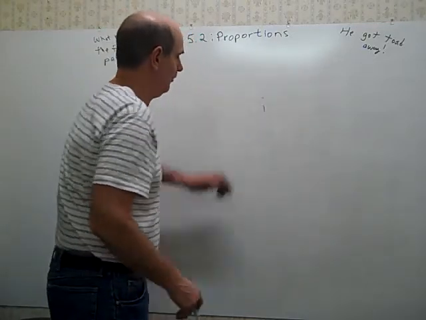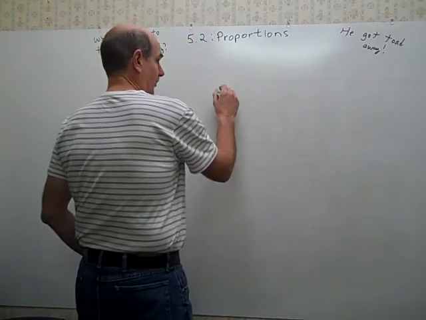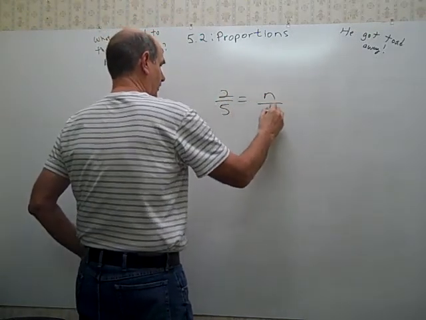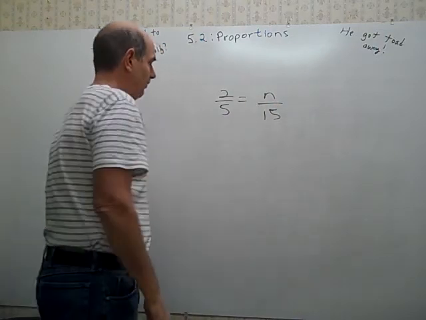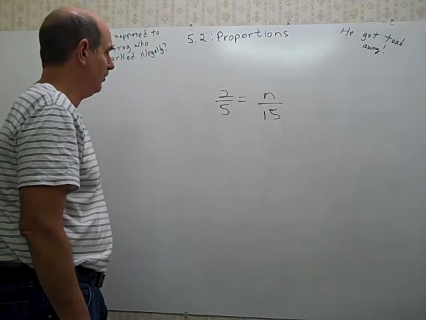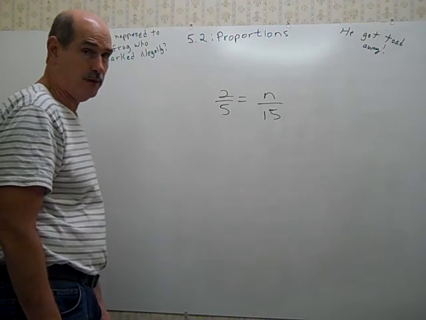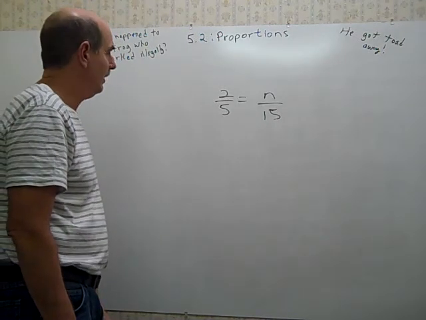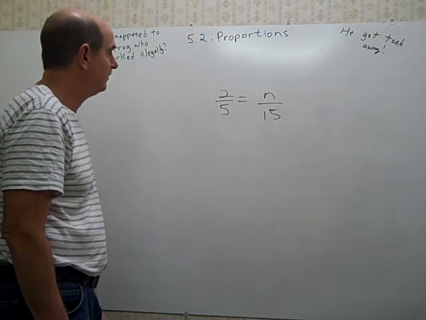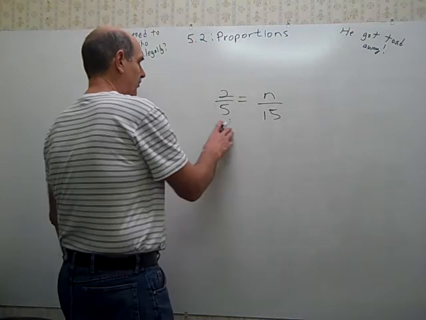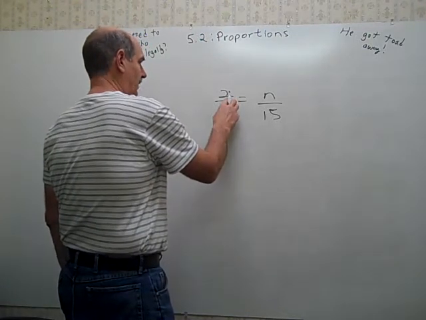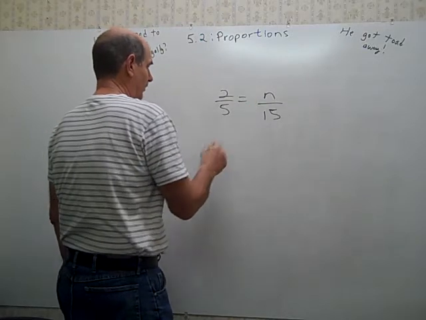Do another example that's also not going to be, well, this one actually would be really obvious. 2 is to 5 and n is to 15. You can probably look at that, pause the video for a second if you need to, and figure out what n would be using the equal fractions property. And also try to do it with cross products, because you need to practice that. With equal fractions, you can see 5 times 3 gives you 15, and 2 times 3 would give you 6, so this is going to be a 6.